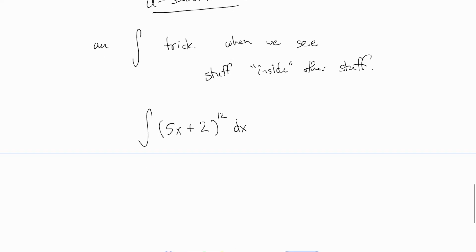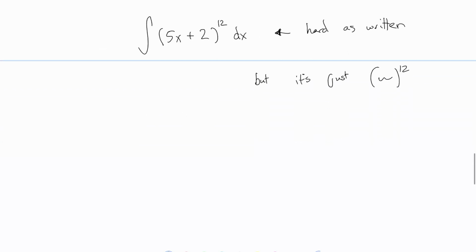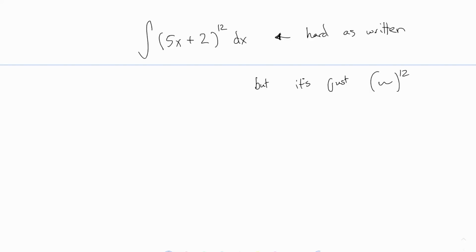Instead, the trick here: this one is, I will say, hard as written. You don't want to actually do that 12th power, although in theory you could. It's hard as written, but instead you want to realize it's just something to the 12th power, which ought to be easy, right? It ought to be whatever to the 13, and then divide by 13 in the front, because that's how we handle a 12th power. So this is the idea behind the u substitution. It's just something to the 12th power.